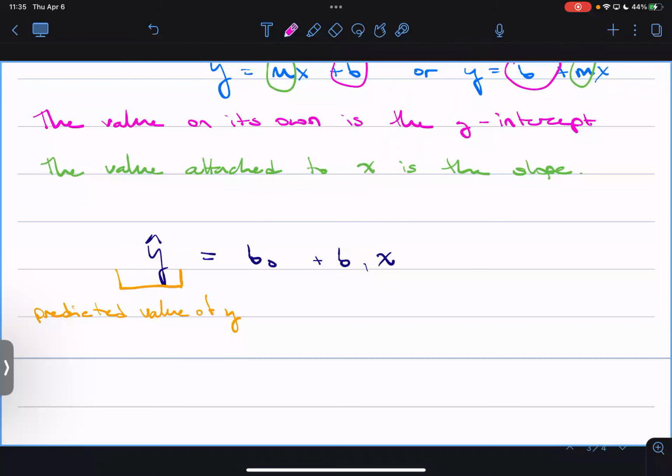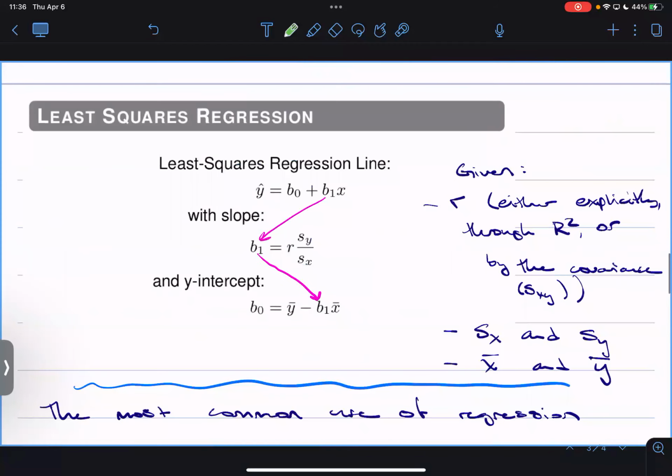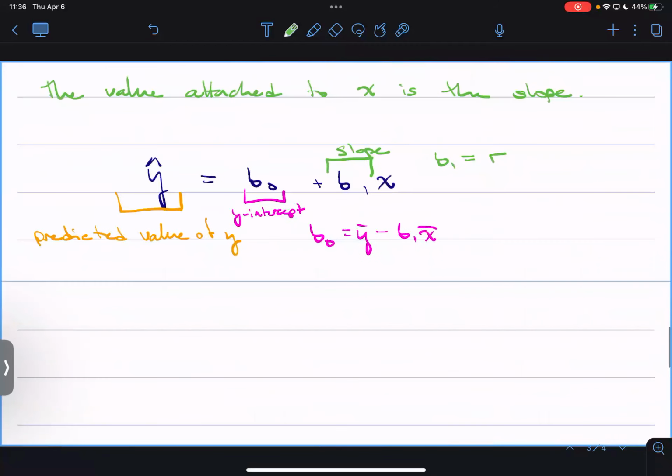And we said here, this is the y-intercept, which we know how to solve for. B naught is y bar minus b1 x bar. Just kind of throw everything into a pile here. And b1 is the slope. And b1 was r times, is it sy over sx or sx over sy?